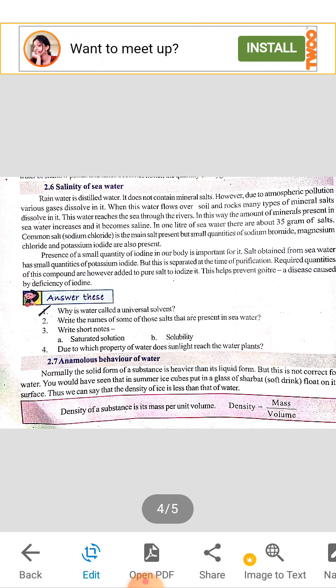The presence of small quantities of iodine in our body is very important. Salt obtained from seawater has small quantities of potassium iodide, but this is separated at the time of purification. Normally the soil formed near the seashore goes through a process of filtration, and sodium bromide and potassium iodide are present in small quantities. During the filtration process, all the harmful and unnecessary things are removed, and the rest is sent to us.